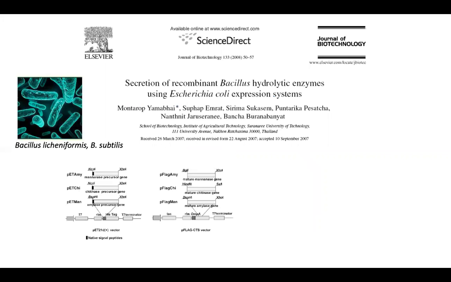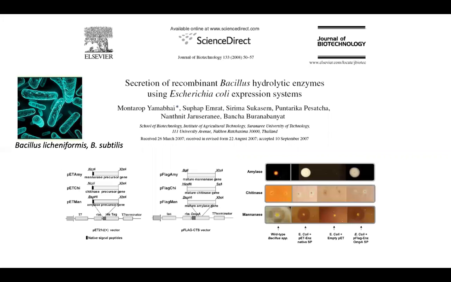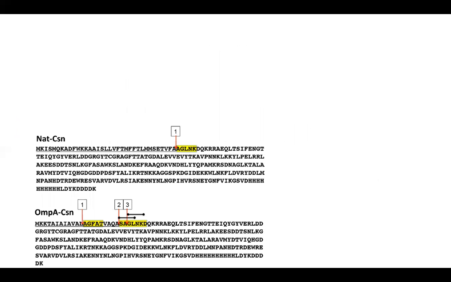So this is the first paper that I published since I established my laboratory. We have a good secretion system, and this system is perfect for expressing Bacillus enzymes. Okay, so you can see the amylase, this nice clear zone, chitinase, mannanase. All of these enzymes can be secreted out with a nice clear zone here. So it's good for screening and also good for purification later.